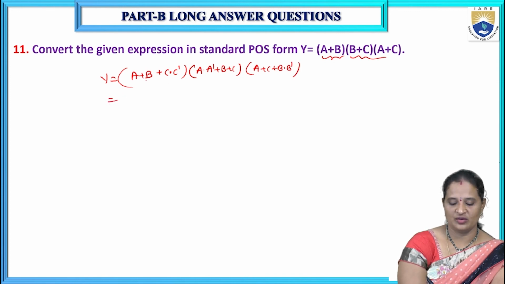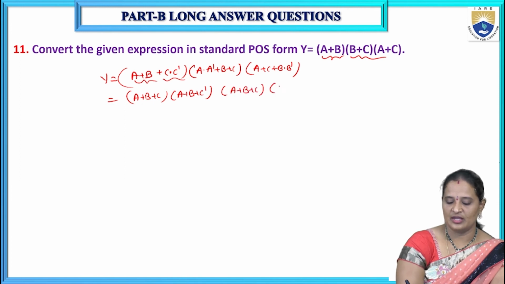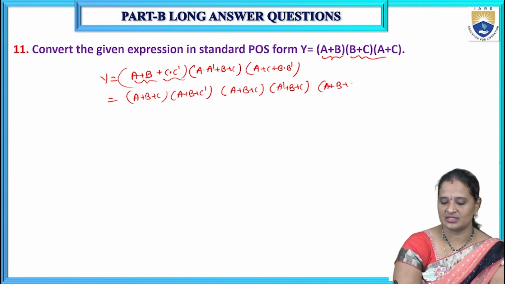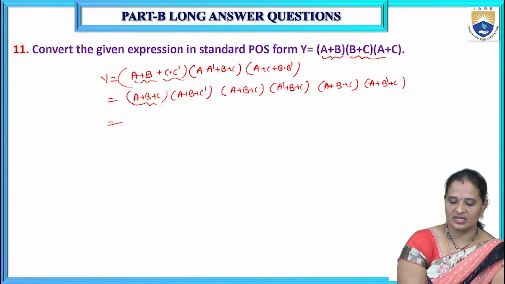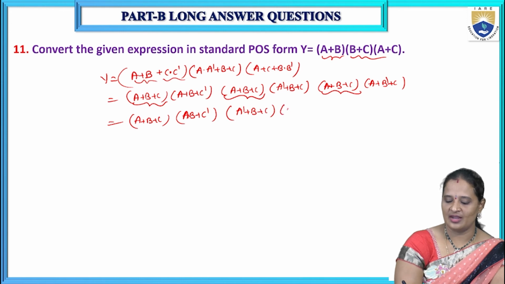Now expand this using the distributive law. I can write it as A plus B plus C into A plus B plus C complement, and this one as A plus B plus C into A complement plus B plus C, and this one as A plus B plus C into A plus B complement plus C. In this, some terms are repeated. So I consider A plus B plus C only once, and the remaining terms are A plus B plus C complement, A complement plus B plus C, and A plus B complement plus C.